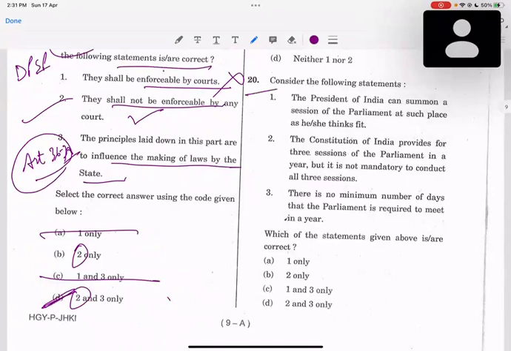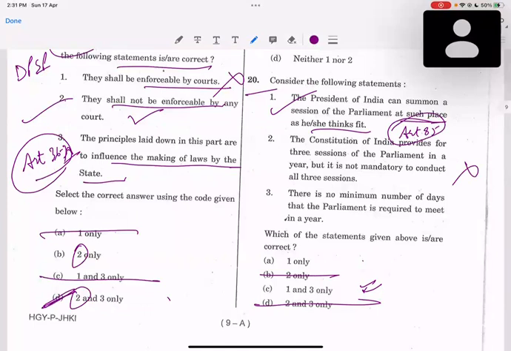Then again 20th, if we look at what it says, President of India can summon a session of the Parliament at such place as he or she thinks fit. Yes, clearly mentioned under Article 85 of Constitution of India that as per the wishes of President, time and place, session could be conducted. All right, first is correct. If we look at options, definitely A and C. So we need to have a look at the veracity of the third option.